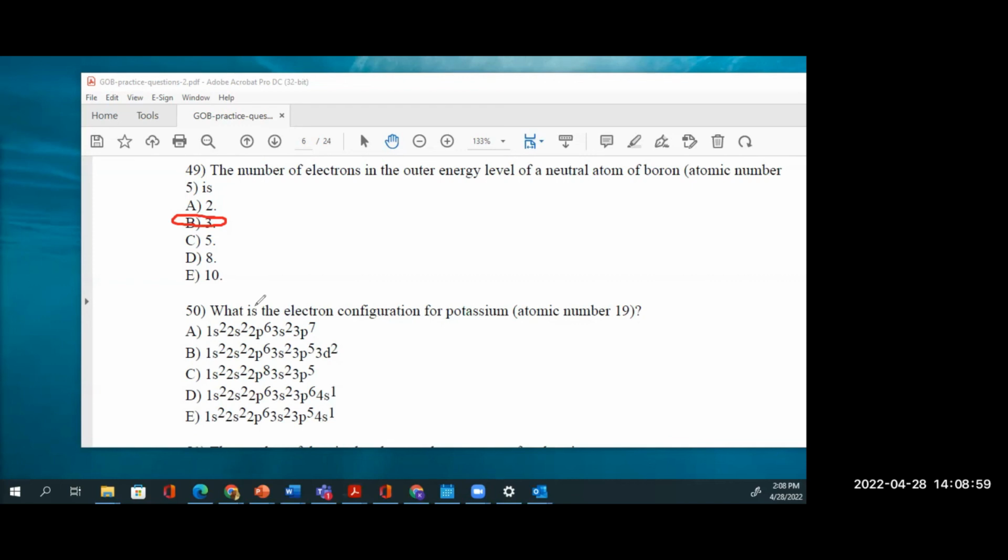No, it was 3, because it says the outer level, right? So the outer level, the first level, would be period 1. Second level would be period 2. If you count the number of electrons, 1, 2, 3, there's 3 electrons to get to boron. Count over to boron, 3 spots, right? So that would be your outer level.